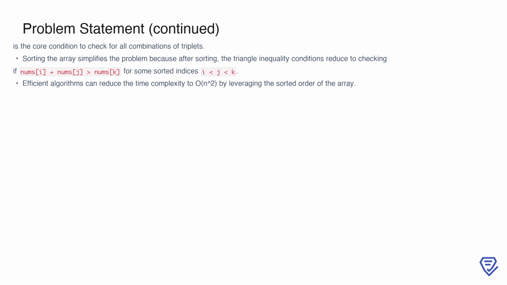A key observation is that the triangle inequality condition is central to solving this problem. By sorting the array, we can simplify the conditions to just checking if the sum of the two smaller sides is greater than the largest side. Sorting also opens the door to more efficient algorithms, reducing the time complexity to n squared, by leveraging the ordered structure of the array. This optimization is crucial for handling larger input sizes within the given constraints.